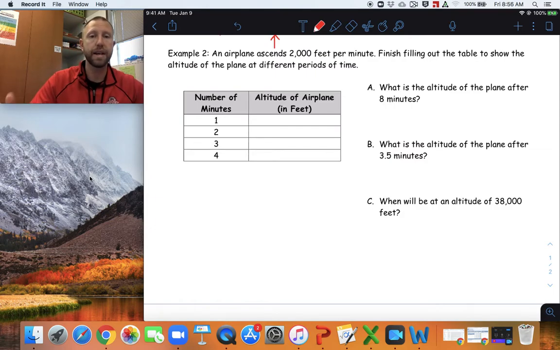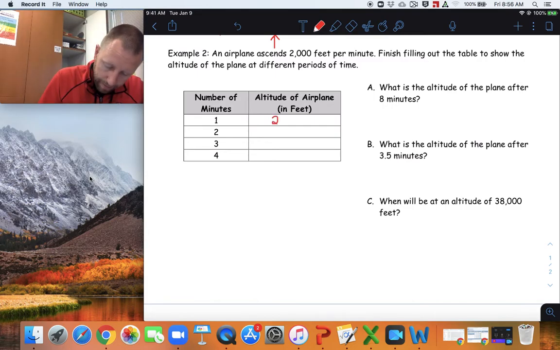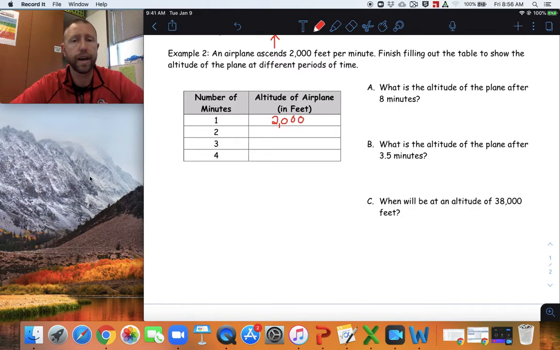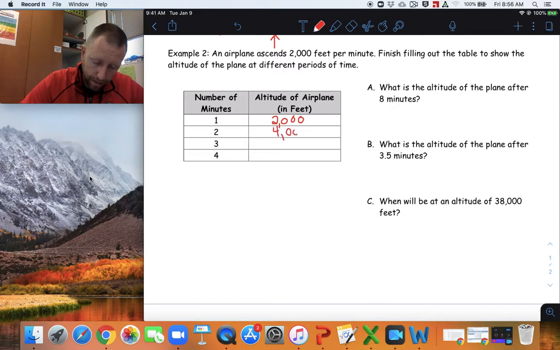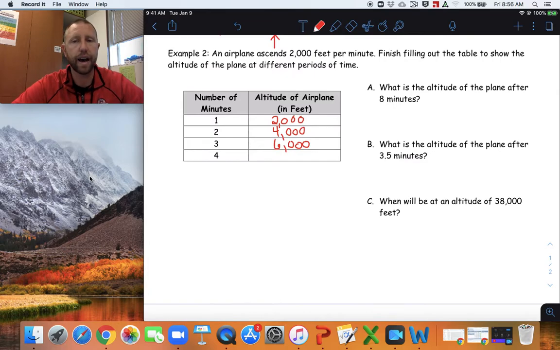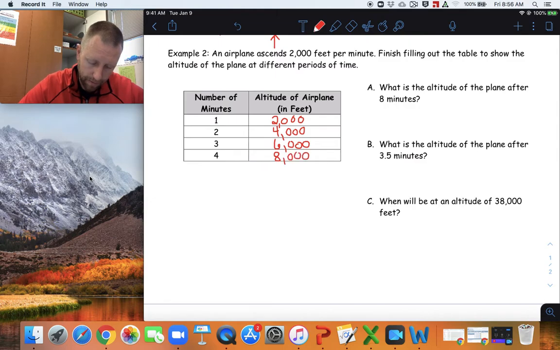After 1 minute, so number of minutes is 1, well, that's going to be 2,000 feet. Okay, after two minutes, so add another 2,000. I'm at 4,000 feet. After 3 minutes, there you go, add another 2,000. And then finally, after 4 minutes, the airplane would be up to 8,000 feet.